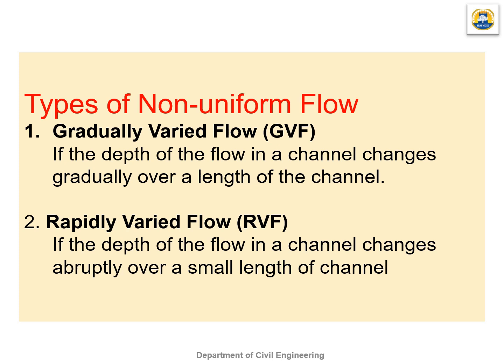If the depth of flow in a channel changes gradually over a length of the channel, then we call it gradually varied flow. And if the depth of flow in a channel changes abruptly over a small length of channel, then it is rapidly varied flow. Uniform flow and non-uniform flow are classified based on the variation of the depth of flow.